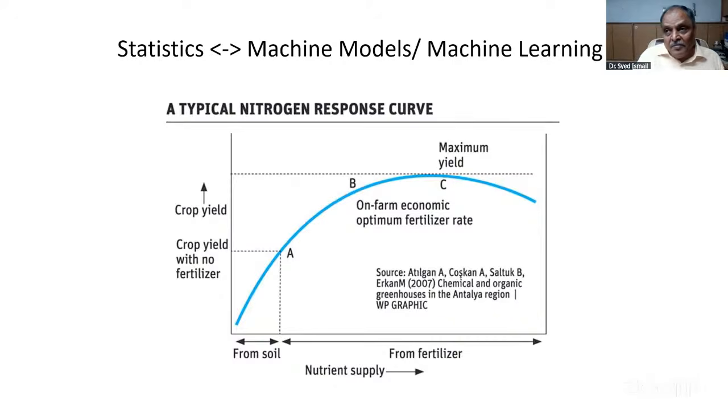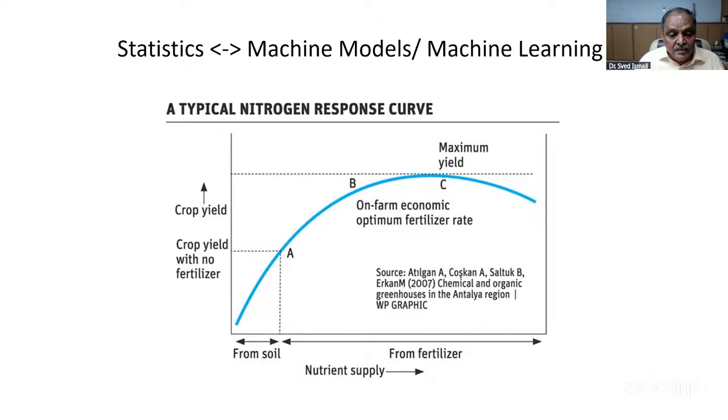What is machine learning? Here, like I promised you, I will try to explain it in a simple way that a school pass-out can understand. That is the challenge I have taken. Let me try. For example, this is a small curve that shows that when you give nutrient fertilizer, the crop yield increases. You see point A, point B, point C.